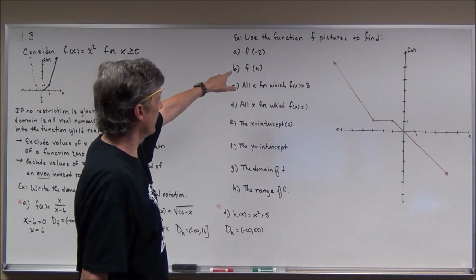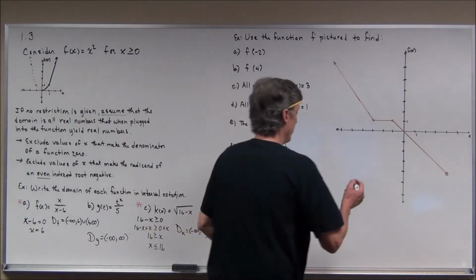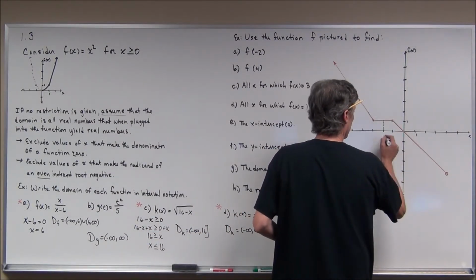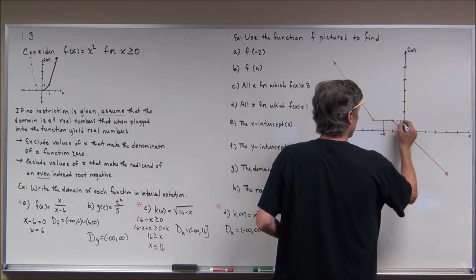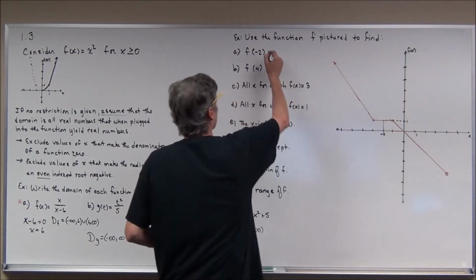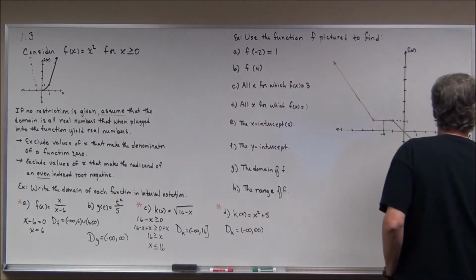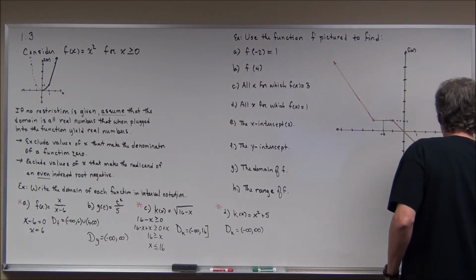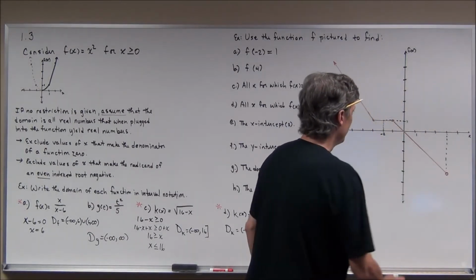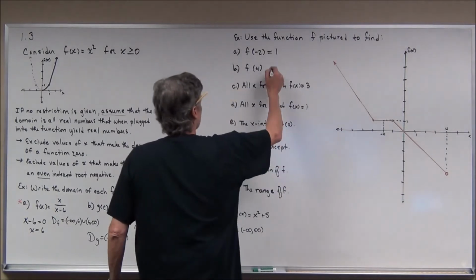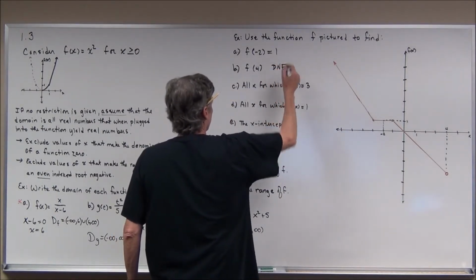For example, I'm trying to find f of negative 2. Well, f of negative 2, you're asking to find the y value when x is negative 2. Well, it'd be positive 1. F of 4, well, f of 4 doesn't exist because it's not defined. So it does not exist, DNE.